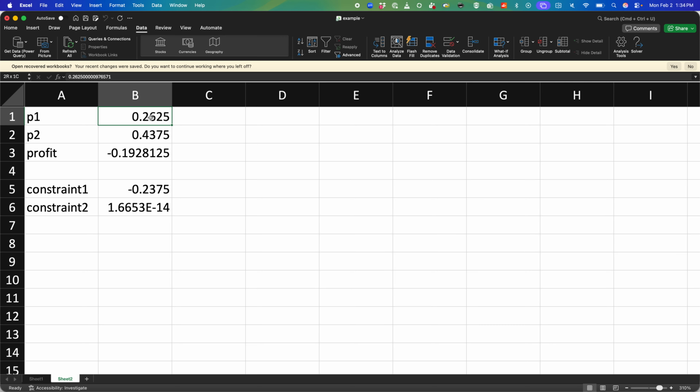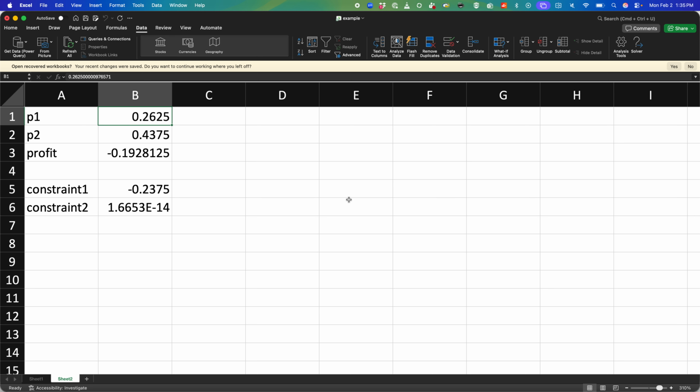What does the sum of P1 and P2 have to be equal to? 0.75, right? And so if I sum these, it's 0.75. Is P1 less than 0.5? Yes, it is, right? So both of our constraints are fulfilled, and this will give us the largest profit, or I should say the largest negative profit, because we're doing negative profit here to minimize.